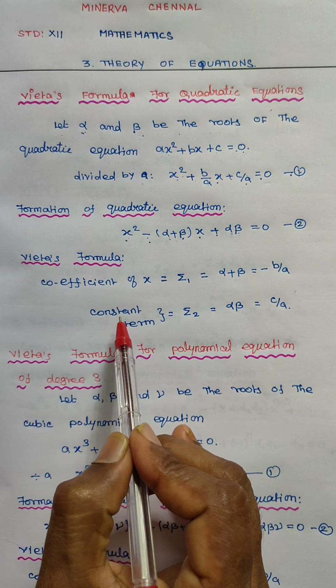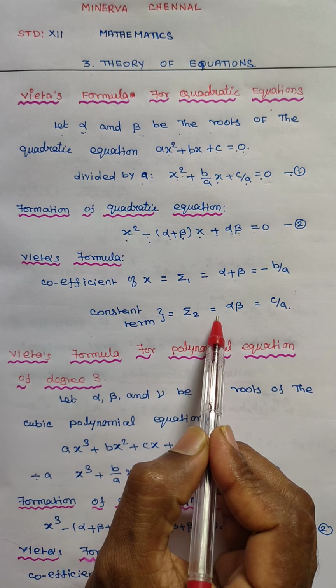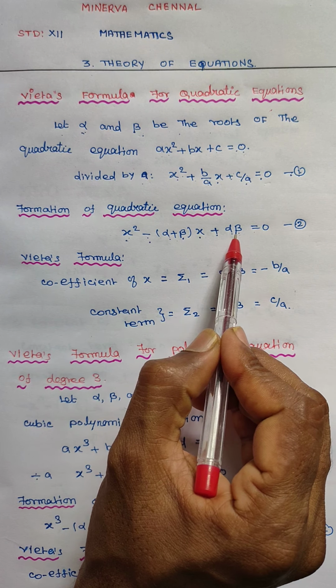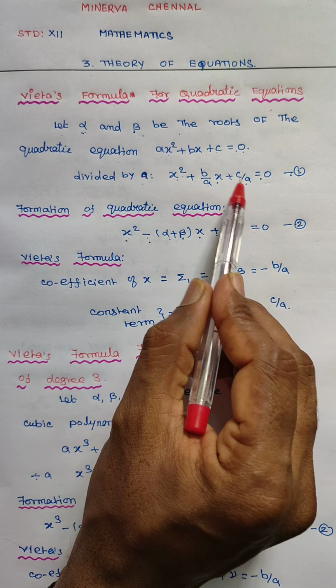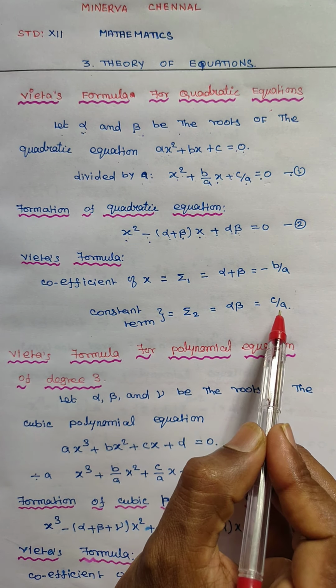Next, the constant term. Comparing 1 and 2, what is the constant term? Here it is alpha beta, and here the constant term is c by a. So alpha beta equal to c by a. So this is Vieta's formula for quadratic equation.